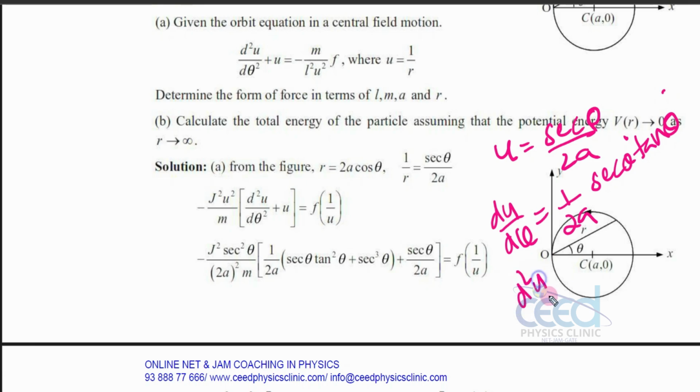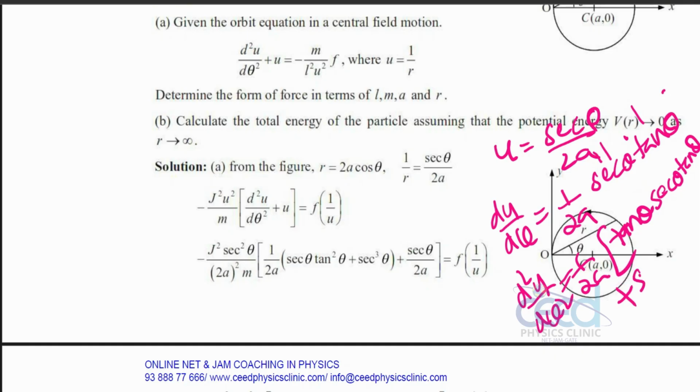Again d square u by d theta square, u double dot means 1 by 2a into, right, tan theta, first function, sec theta on differentiating, again sec theta tan theta, plus, right, now tan theta you keep here, first function tan theta you keep here, this is first, this is second.